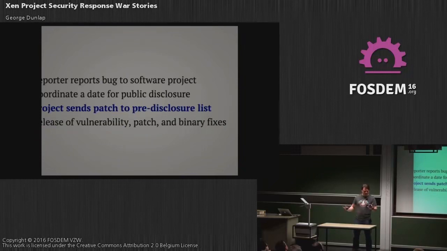Okay, so that's the introduction, the basic shape of the Xen security response process. We've got an email alias, security@xenproject.org, that goes to our security team. When they receive a report, they try and find a fix. They mail the announcement to the pre-disclosure list and they coordinate a public disclosure. So a couple more details to fill out.